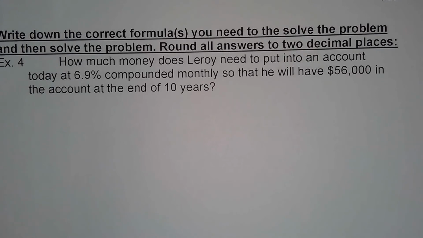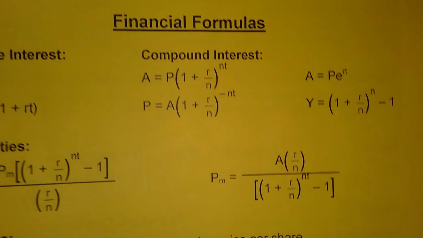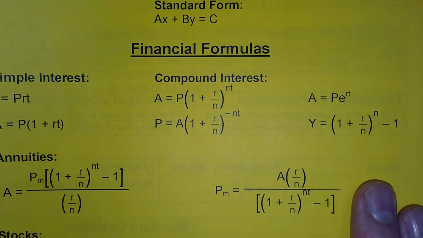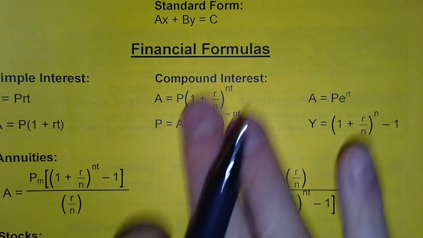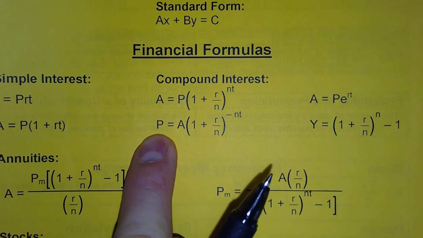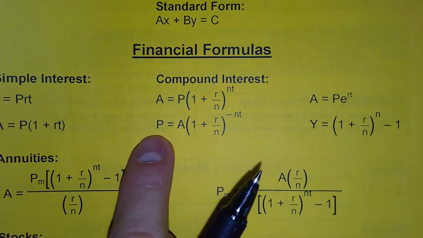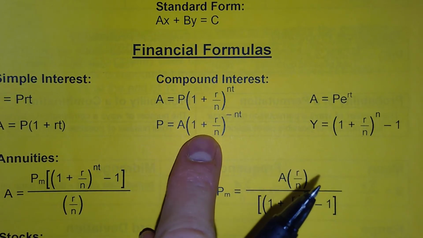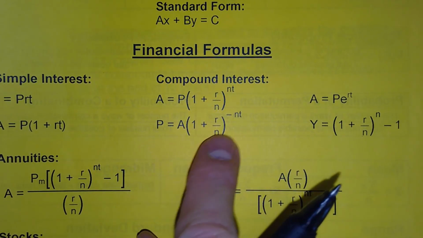Alright, so he's putting money in an account today, so it's a fixed amount he's putting in. He's not adding anything to it, so we know that it eliminates the annuity formulas, so forget about those. Looking at the compound interest, now we want to know what he needs to put in today. What's going to be at present? So that forces us to use this formula here. P equals A times 1 plus R over N raised to negative NT.